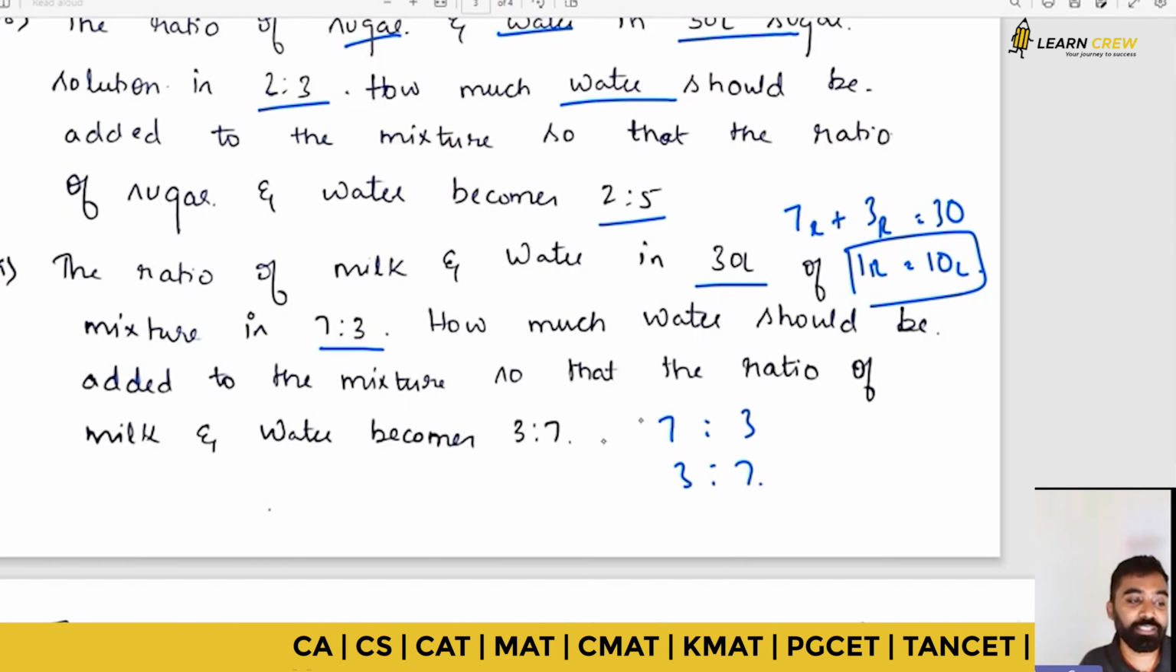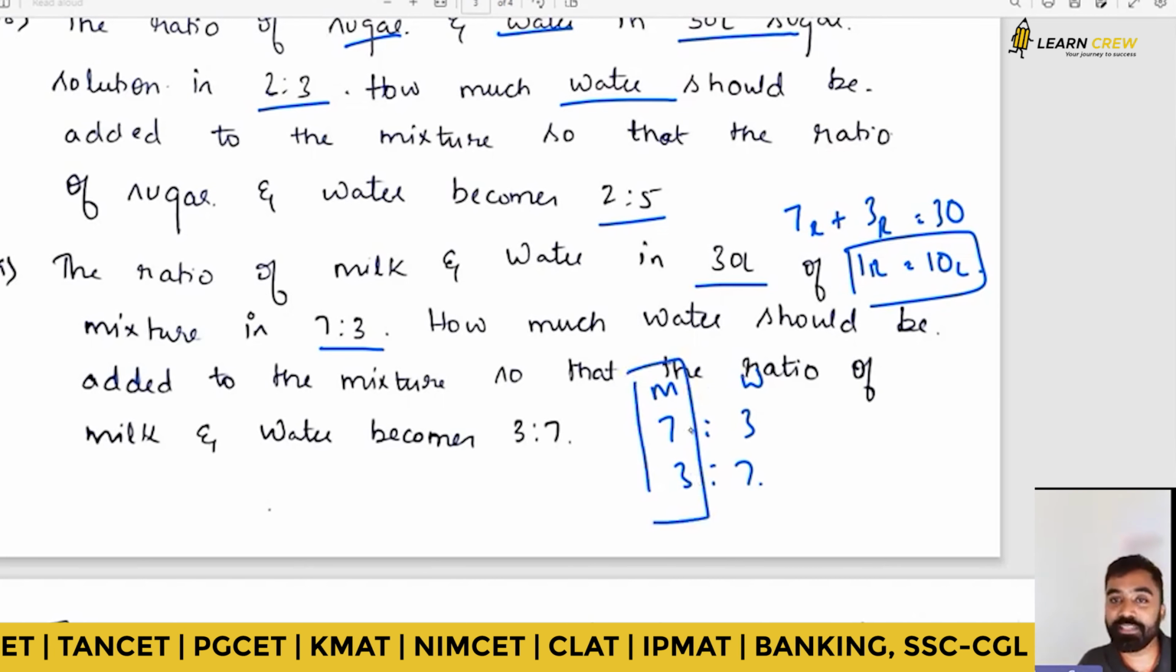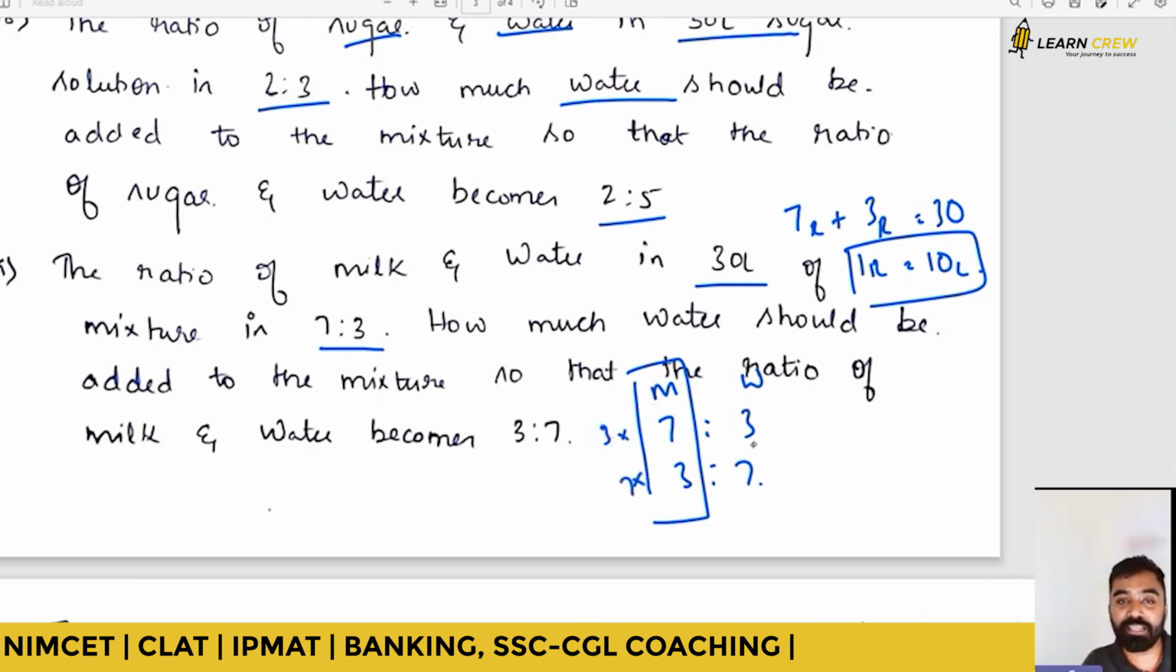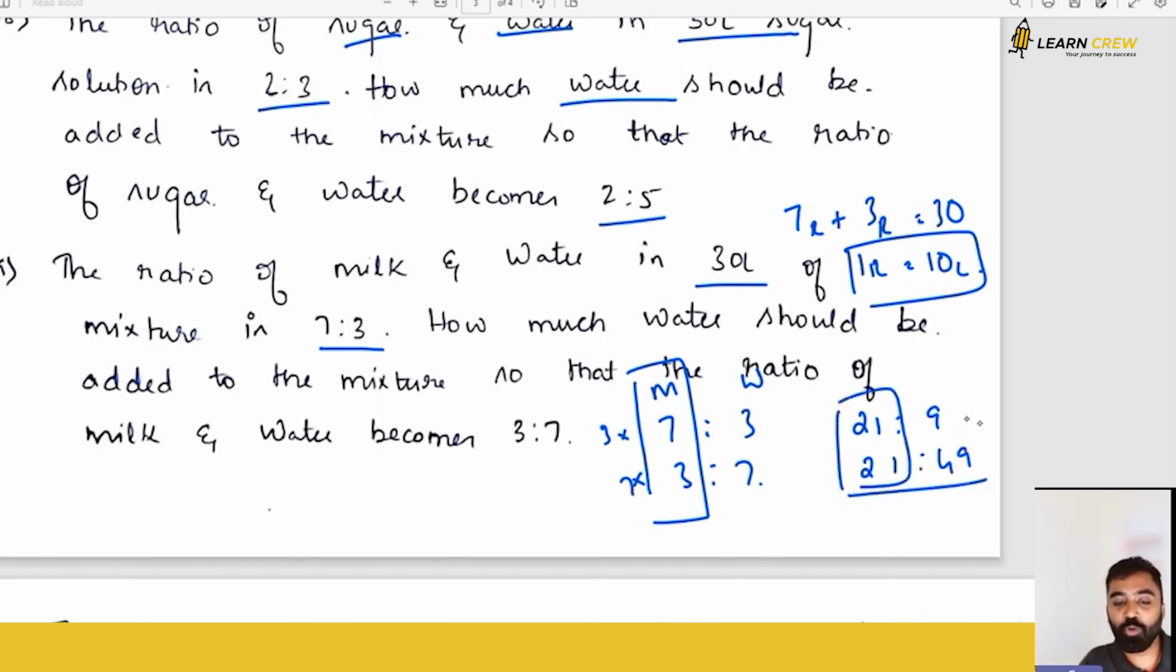Now, which is constant here? Milk is constant. Is the milk ratio same? Then how do you make it same? Multiply this by 3, multiply this by 7. This becomes 21:9 and this becomes 21:49, right? Now this is same. Now what is the change here?